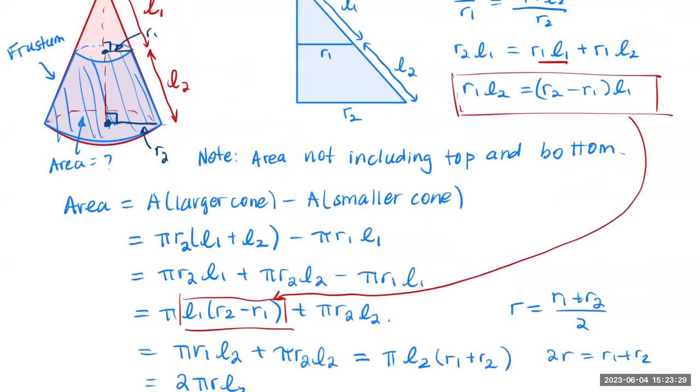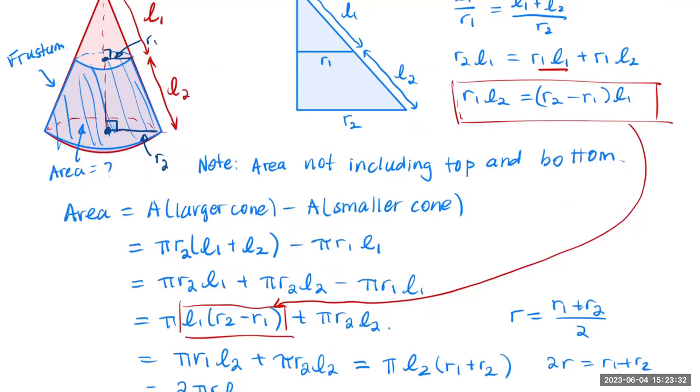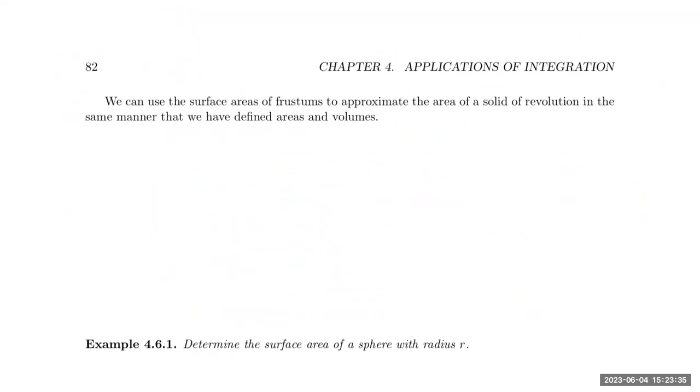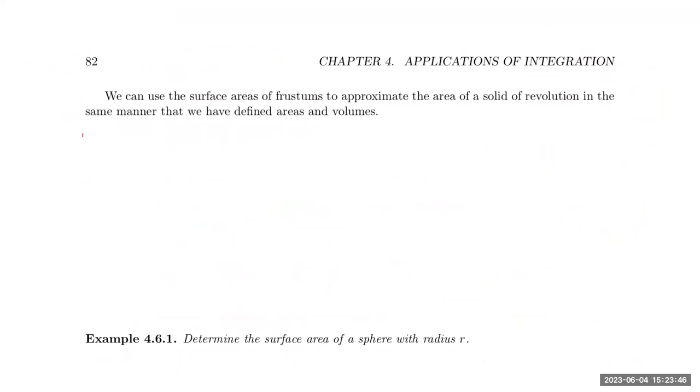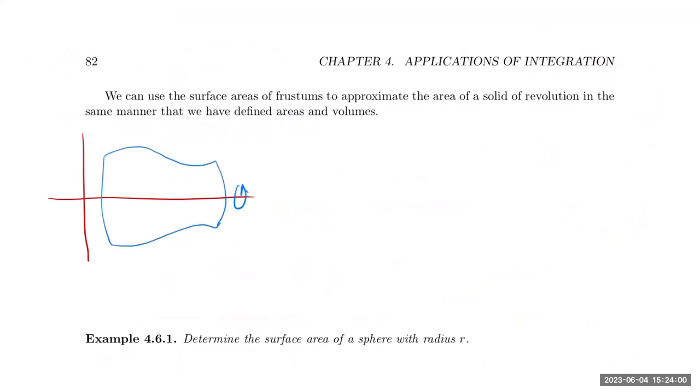All right. So we can use the surface areas of the frustums to approximate the area of a solid of revolution in the same manner we have defined areas and volumes. So once again, let's say we have a solid that looks something like this. It's being rotated along the x-axis. So say we have something that looks like this. So we have the solid, and then we break it up into many subintervals here from A to B.